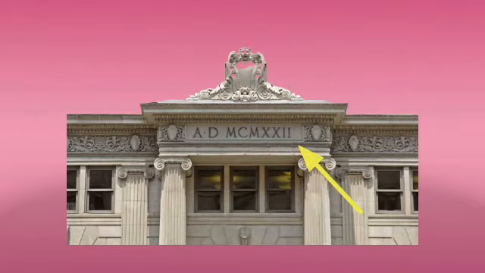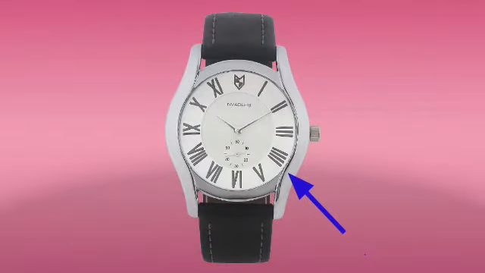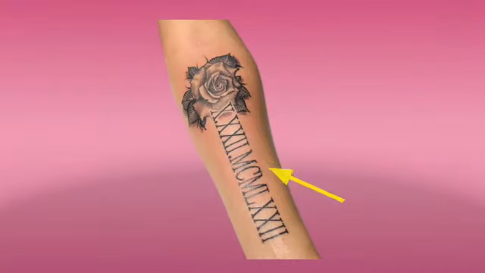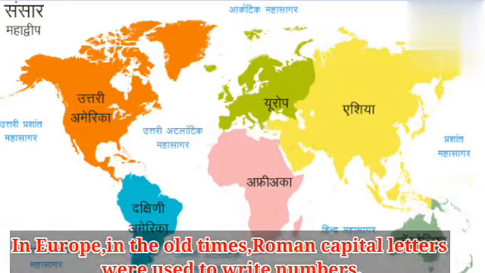In Europe, we can see Roman numerals on buildings. See the Roman numbers on a watch, and that is a tattoo made in Roman numbers. In Europe, in the old times, Roman capital letters were used to write numbers.